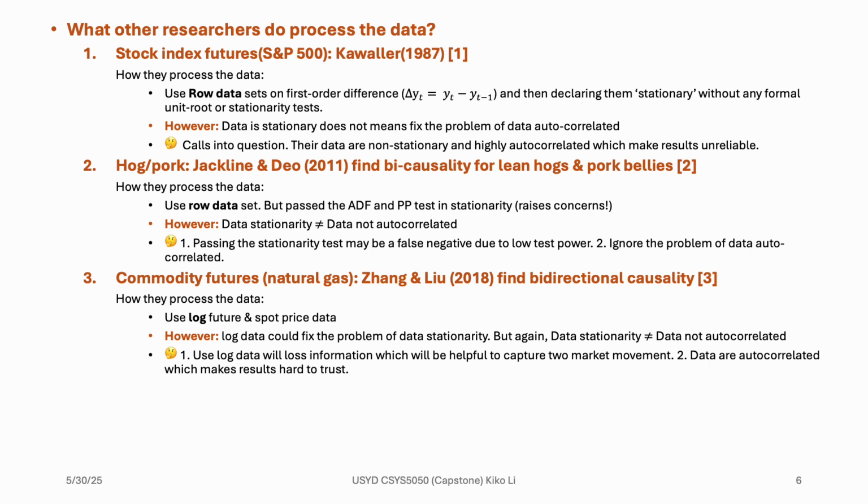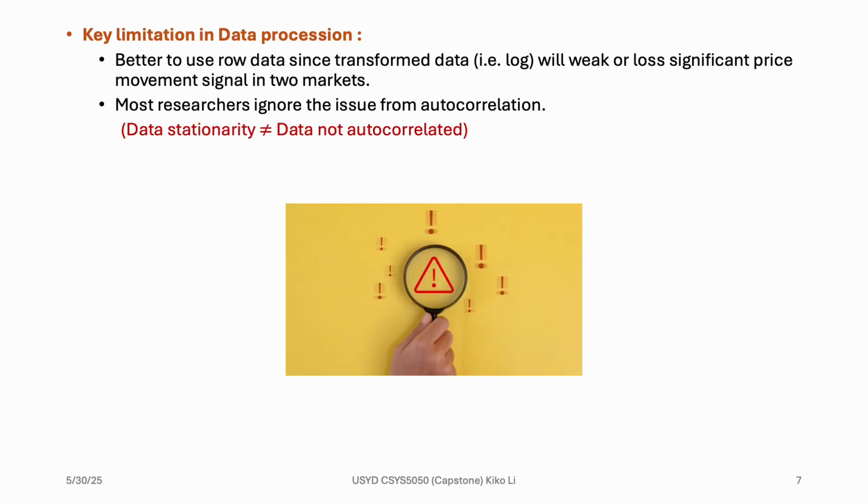In the last research, by Zhang and Liu in 2011 studying natural gas from CME, they used log-transformed prices to stationarize the data. Once again, they ignore the problem of autocorrelation, and more importantly, using log data will lose or discount information in future and spot price. So for this question, it's not an ideal method of data transformation to fix the non-stationarity problem. Therefore, as we saw in so many pioneers' works, we can conclude the key limitations in data processing in the following points.